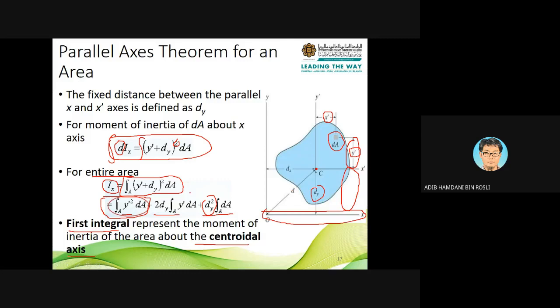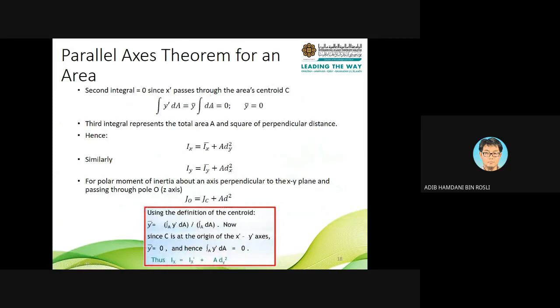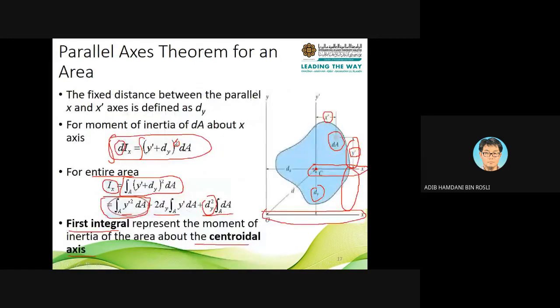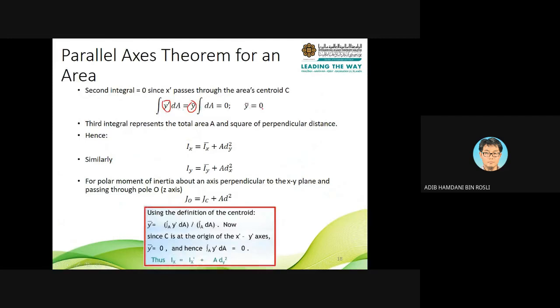This is what I say: if you do the integration of y prime squared dA, you will get just the moment of inertia about its own centroidal axis, not the other axis. But in this question, we are asked to find the moment of inertia about the x-axis, not its own axis. So we go to the second integral. It is 0, because y prime, substituted as y bar, is 0: the x prime axis passes through the centroid, so there is no distance.